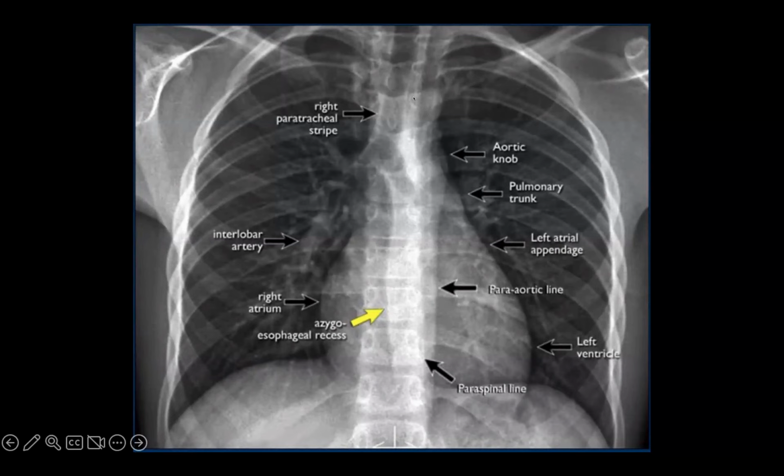We have the left paratracheal stripe as well, but it's always more apparent on the right side compared to the left side. Now, this is a very nice location for lymph nodes, as one of the differentials that can occur in this location. Talking about another thing, which is the para-aortic line.